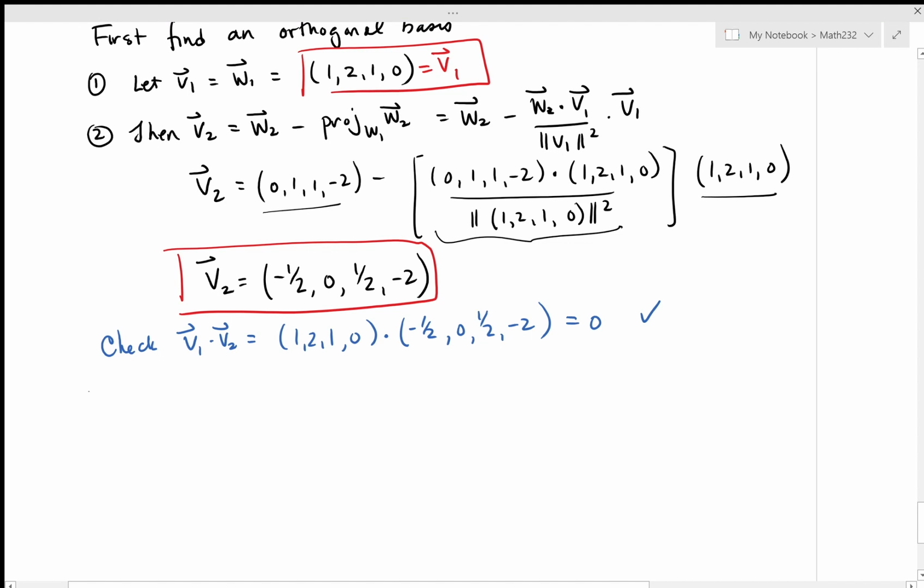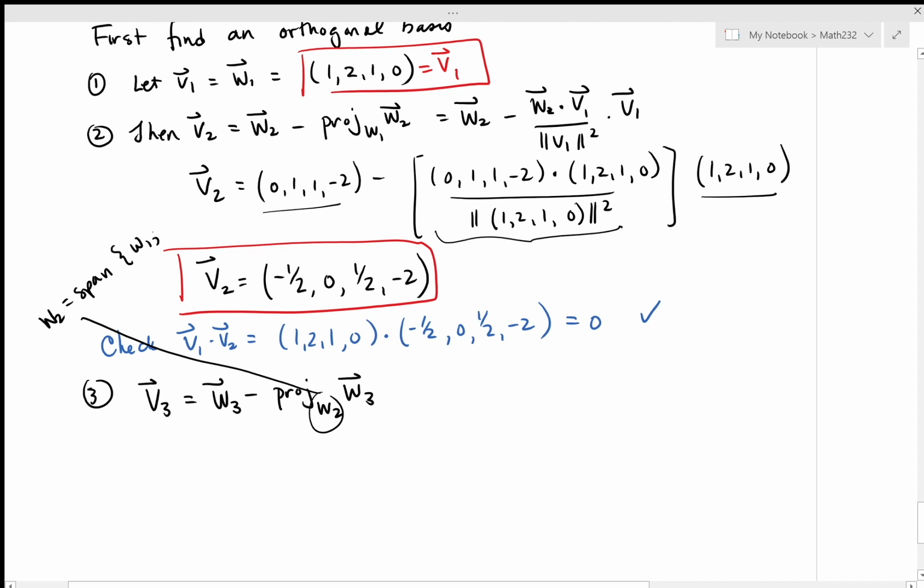I then do the third vector. So that's going to be V3. And what's V3 going to be? V3 is going to be W3 minus the projection onto W2 of W3. And this W2 here is the span of W1, W2.